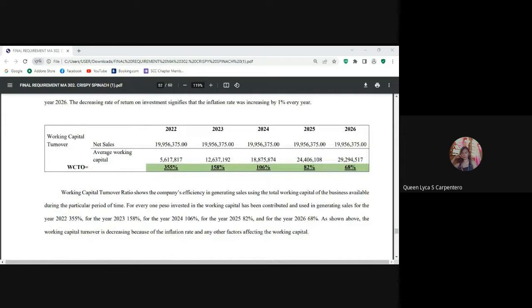So in the working capital turnover shows the company's efficiency in generating sales using the total working capital of the business. So, mao ni siya diri na nagkagamay gyapon siya ang iyahang percentage kay the working capital turnover is decreasing because of the inflation rate gyapon and any factors affecting the working capital.